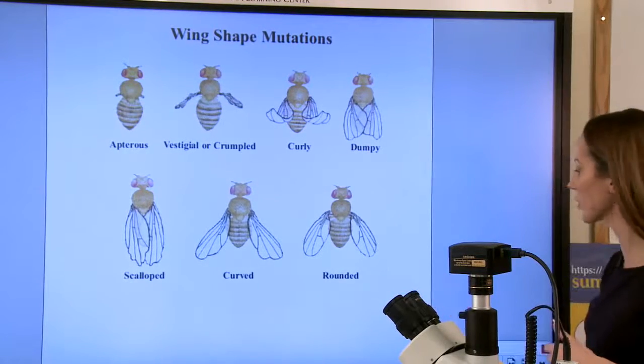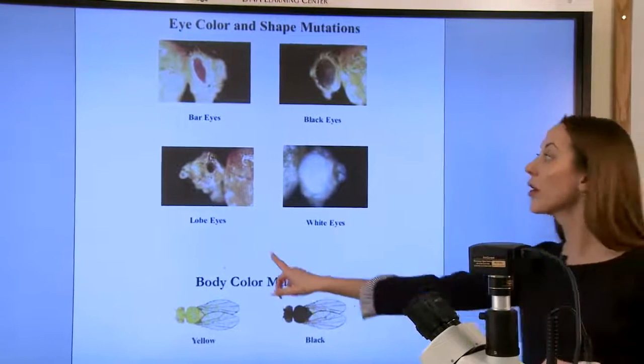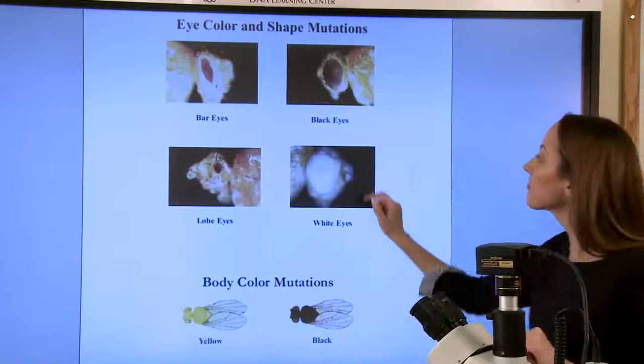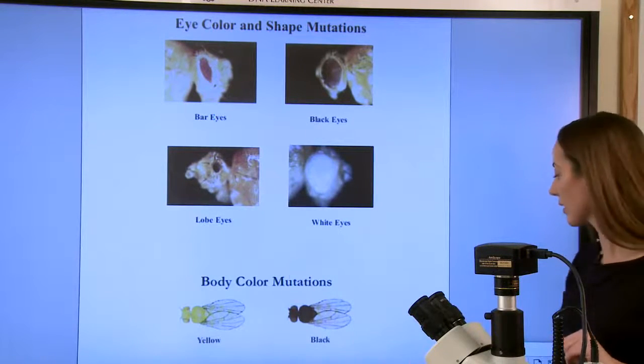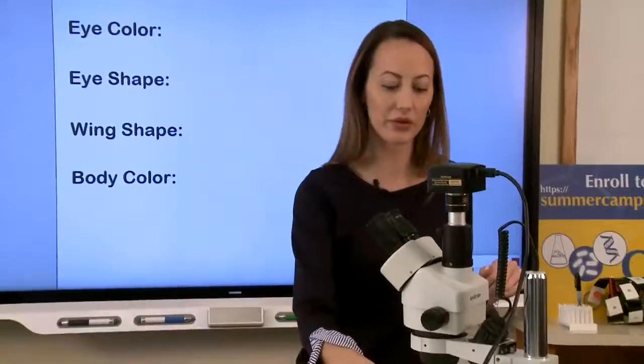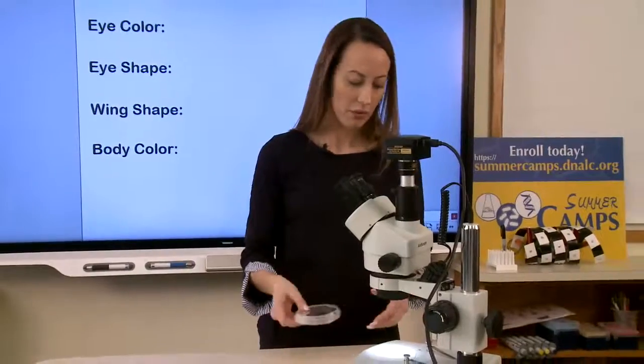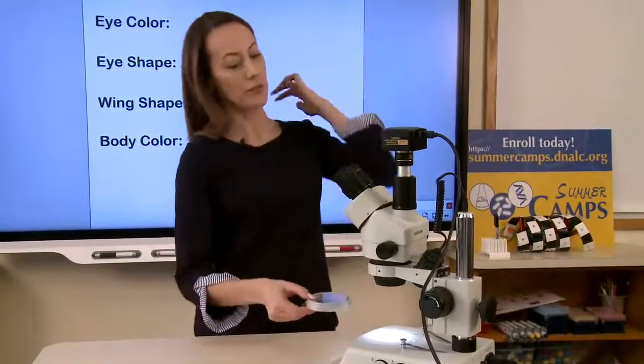So it's good to have a name to go along with it. We'll also be looking at eye. So remember, the eye shape may be different and the eye color as well as body color. But we'll go back here and we're going to take a look under the microscope. So I'm going to take out my wild types, and now we're going to try out the mutants.